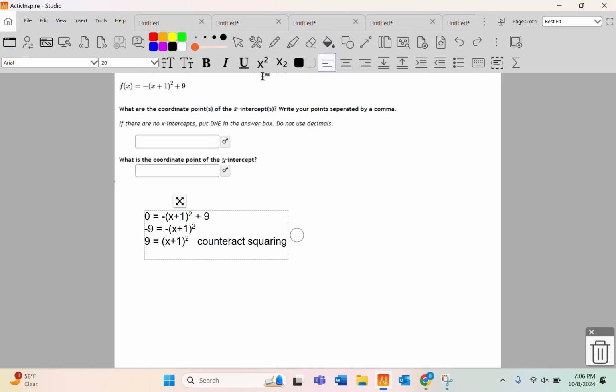All right, now the square root of 9 is going to be plus or minus 3. And that's equal to x plus 1 because I counteract the squaring by square rooting. So I'm going to take away 1 from both sides.